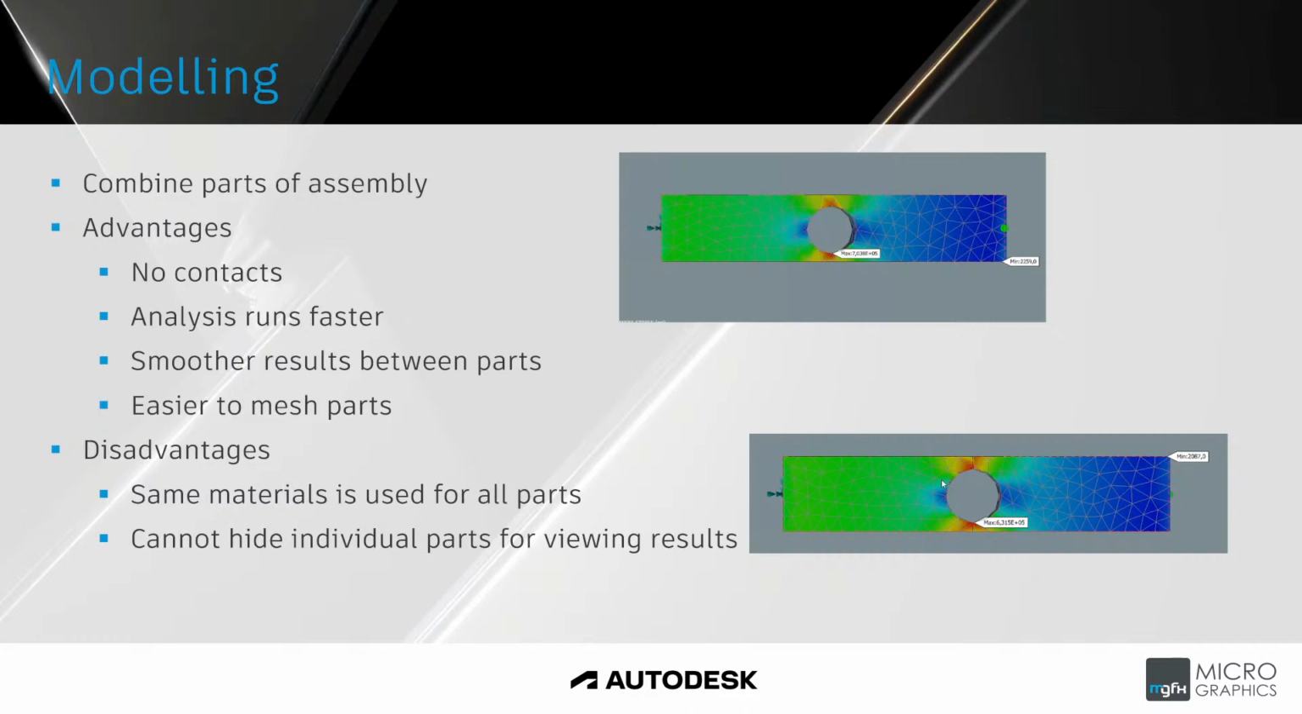What are the disadvantages of modeling in one component, or putting a couple of different parts into one part? You have to use the same material for all the parts. So with this, if you're going to have vastly different materials with different properties, you might not get the correct result that you want. Also, when you want to view the results later, you cannot hide individual parts. Okay, so you're going to have to see everything in its entirety.